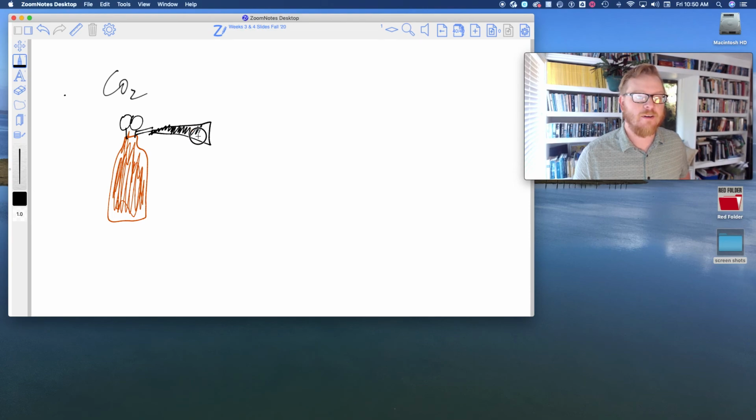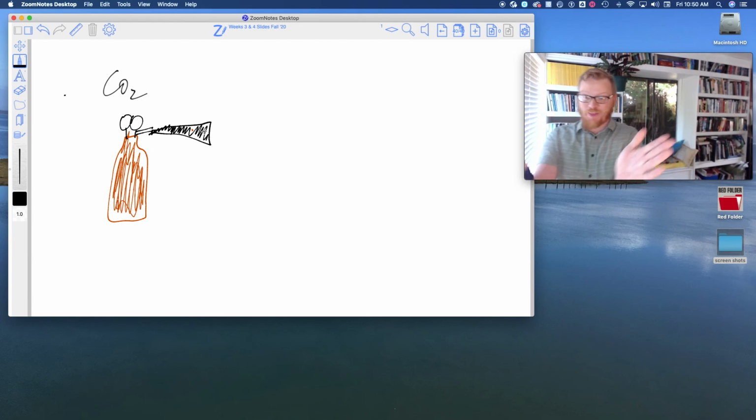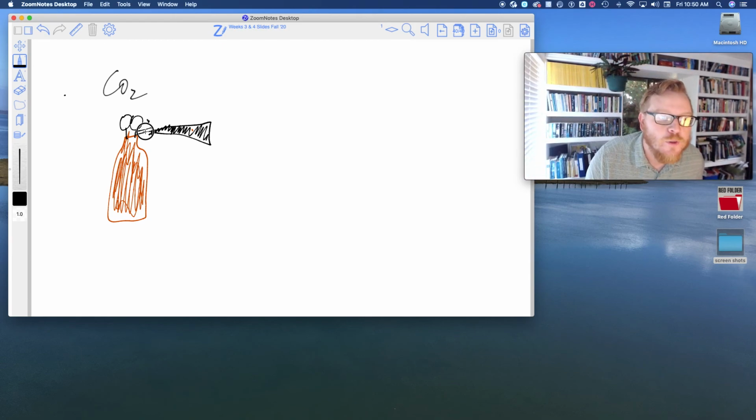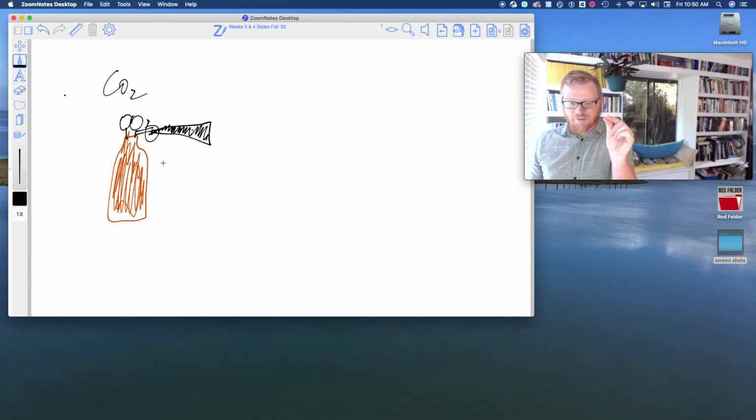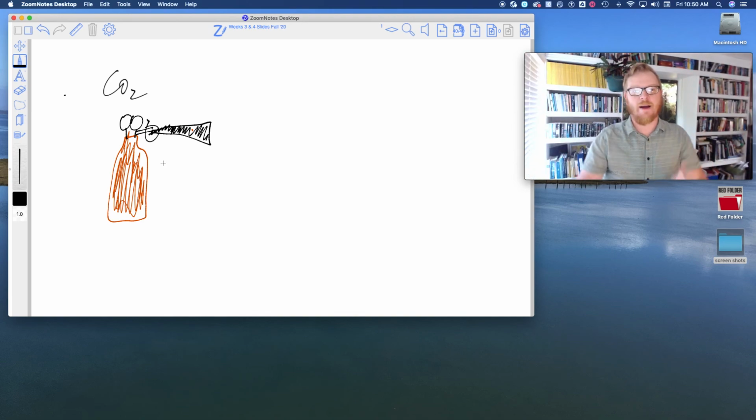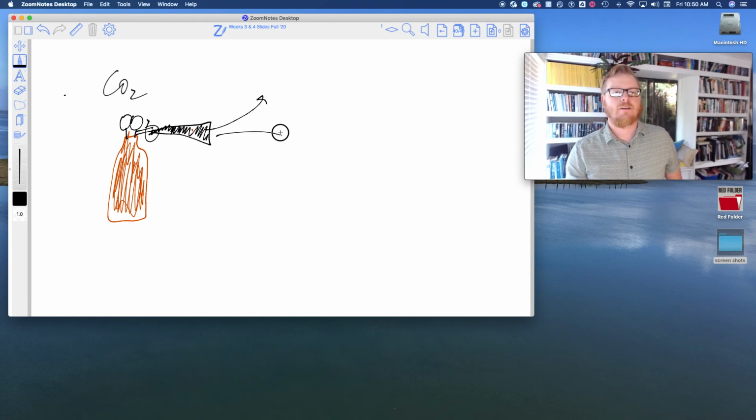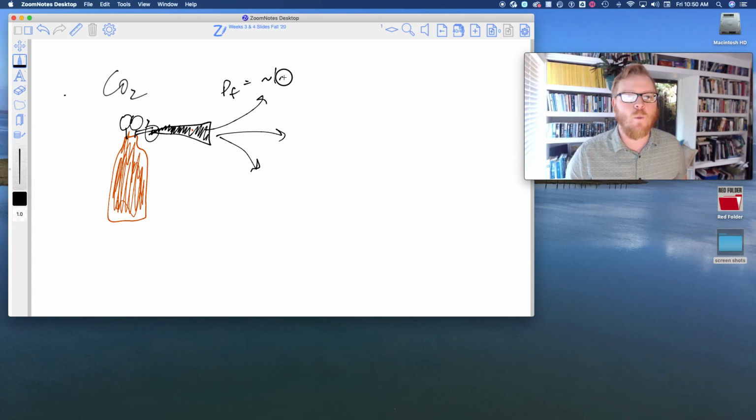big open throttle, right? It's this big conical thing that gives you a throttling effect. So it's very tiny right there, and it opens wide up to allow the gas to expand. Okay? Well, PF here is going to be roughly 1 atmosphere. But PI, so here's the regulator nozzle, right? PI on these tanks can be several hundred atmospheres.